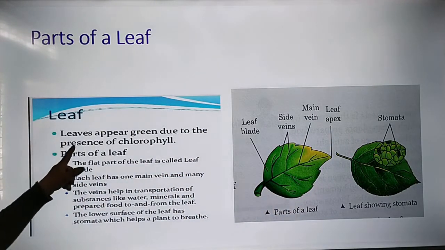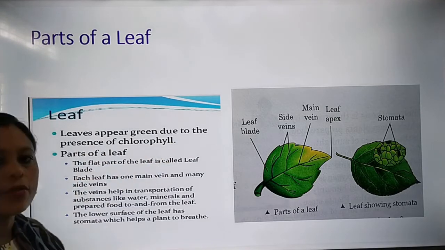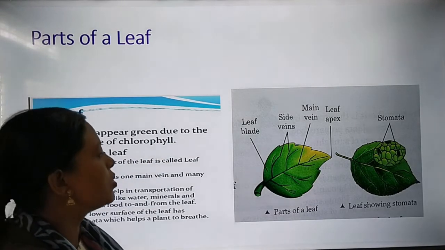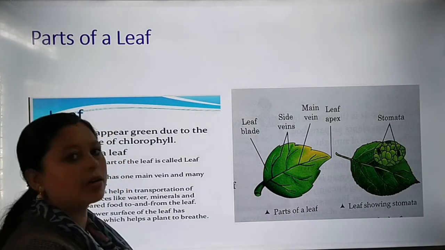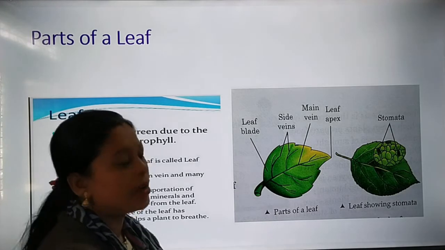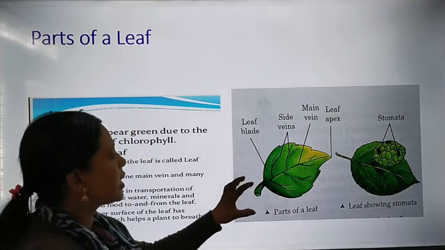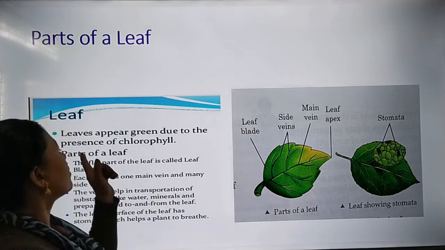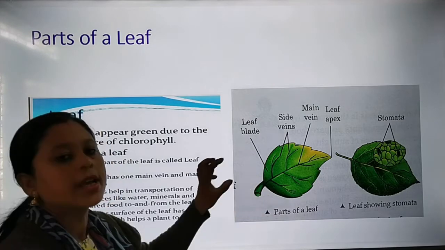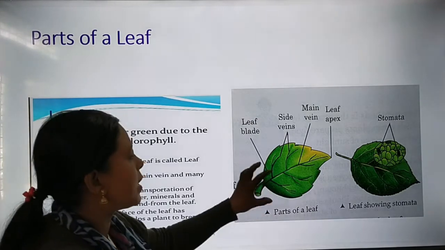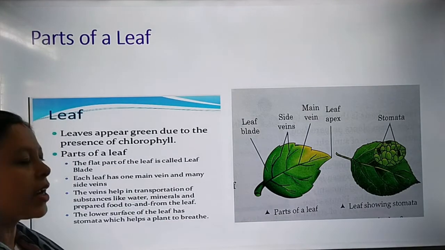Now leaves appear green due to the presence of chlorophyll. So children, you all have seen most of the leaves are green in color, isn't it? But why is it green in color? Because green appears due to the presence of chlorophyll. That means chlorophyll is present in leaves. That is why leaves remain green.